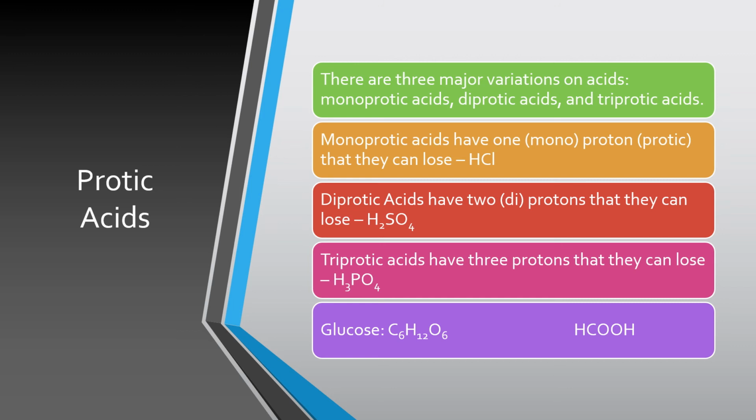Now, included at the end are two examples of how identifying and categorizing acids can be a bit tricky based solely on their chemical formula. Glucose has 12 hydrogens, but it can't lose any of them. Glucose is not an acid at all.